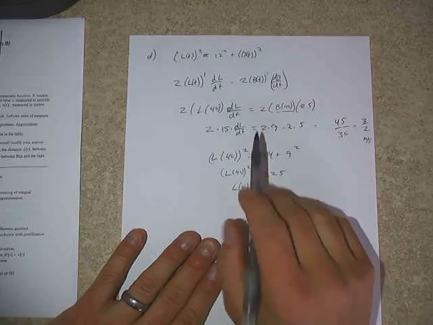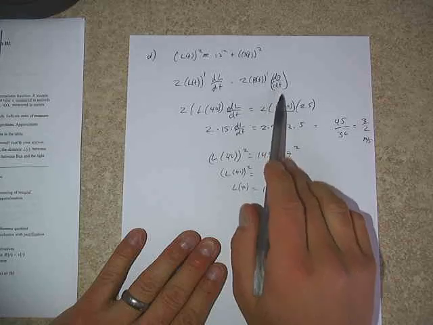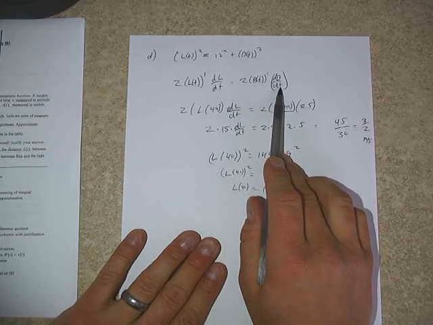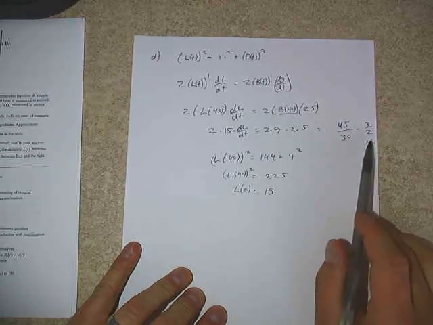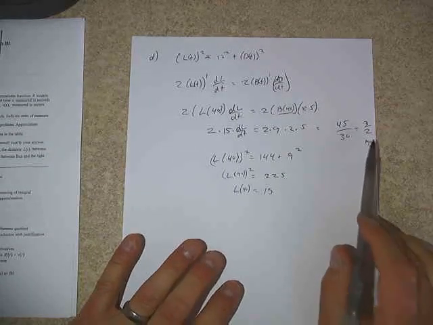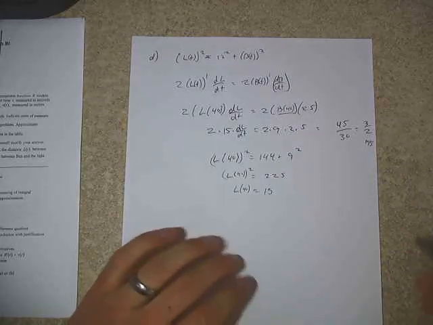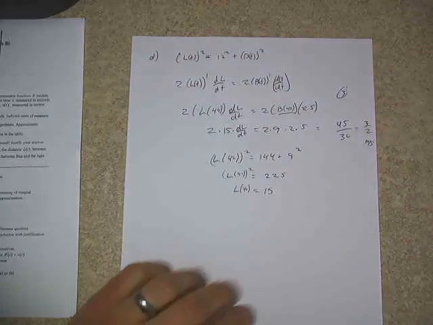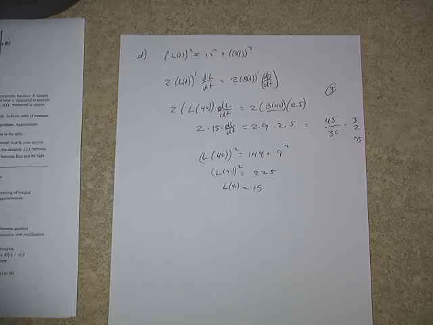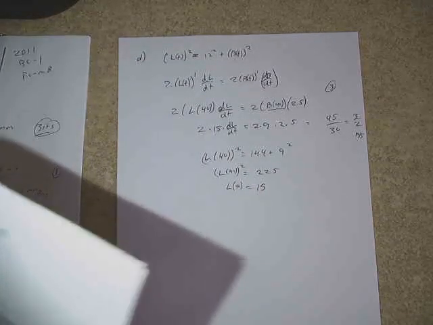All right, and ultimately the point breakdown for that is: if you found the derivative correctly of your equation, or the related rates equation, and recognize that the dB/dt right here is the velocity, so if you recognized that was 9 right there, you got a point for that. And then the final answer was the other point here, 3 halves.